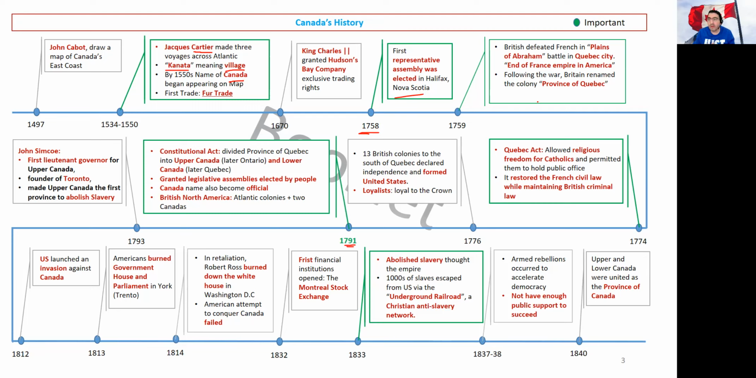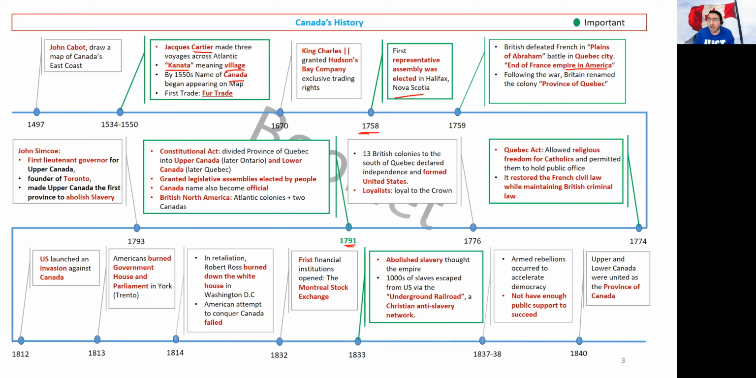The first battle, Plains of Abraham, is important because the British defeated the French in this battle, and they ended the French Empire. So why is it important? Because the end of the French Empire in America was through this battle. Now the British have full control over North America. This battle happened in Quebec City in 1759.